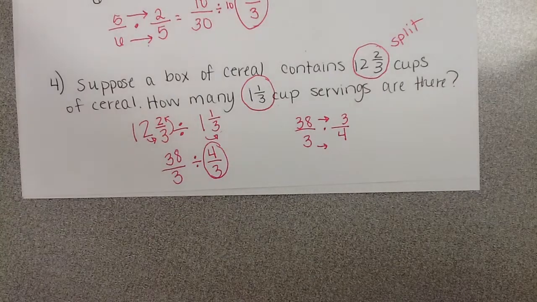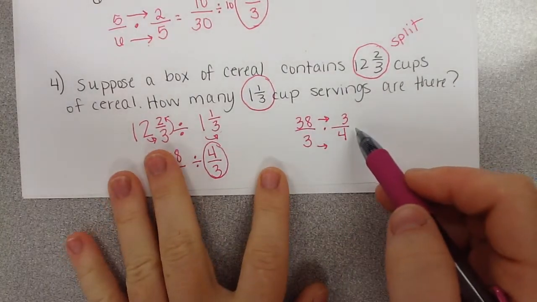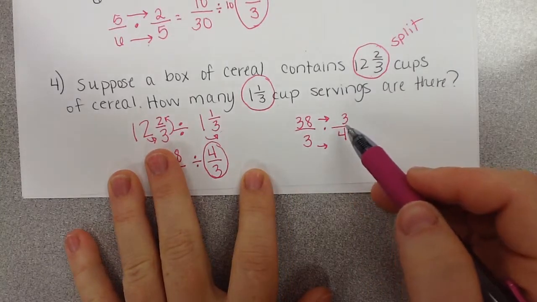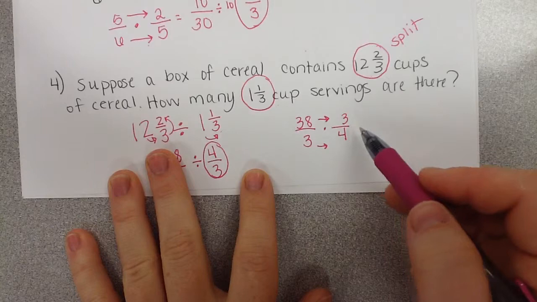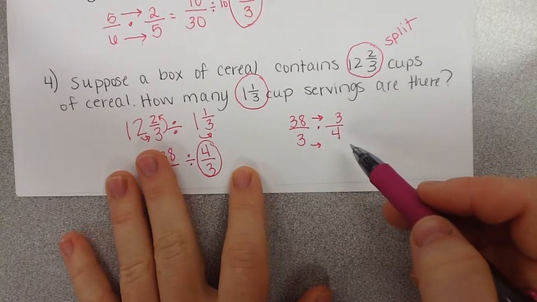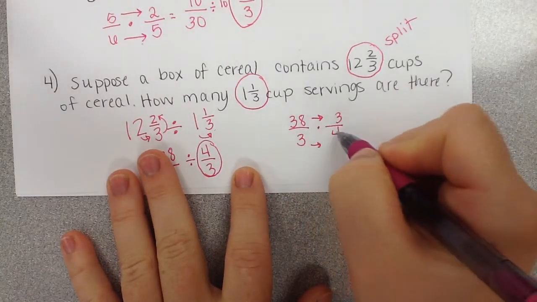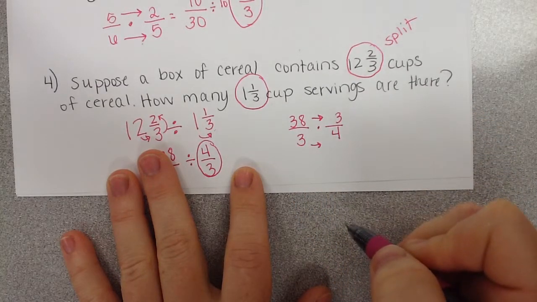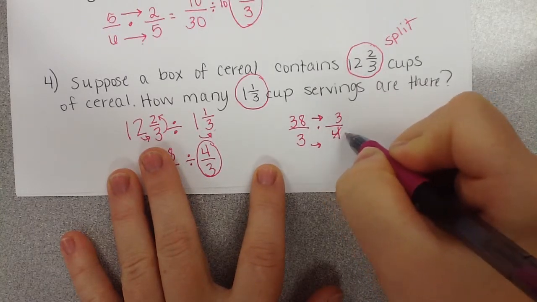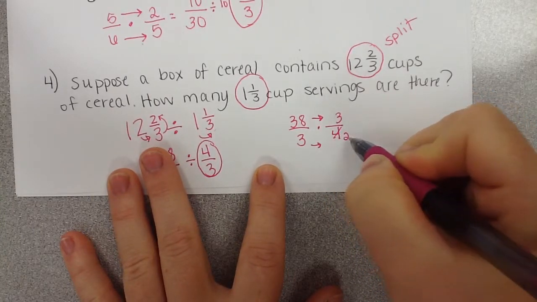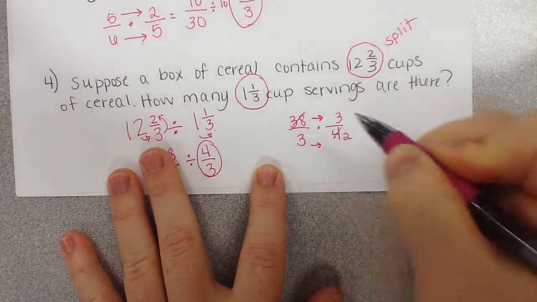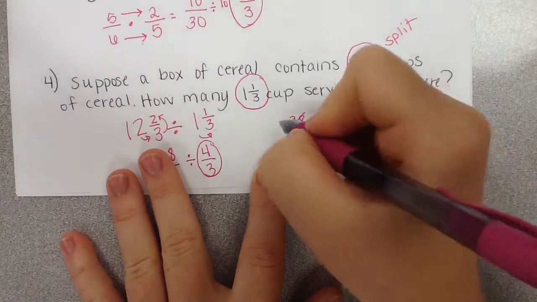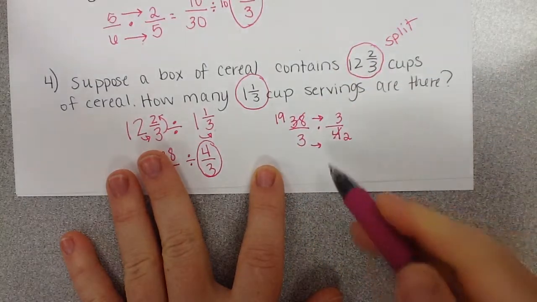I have some really big numbers here, so you could go straight across the top, but I have some big numbers that I don't want to multiply. So what can I do if I have some big nasty multiplication? I'm going to simplify diagonals. You don't have to do this, but you can. 38 and 4. What can I divide both of these by? 38 and 4. They're both even, so I'm going to divide them by 2. 4 divided by 2 is 2. What is 38 divided by 2? 19.